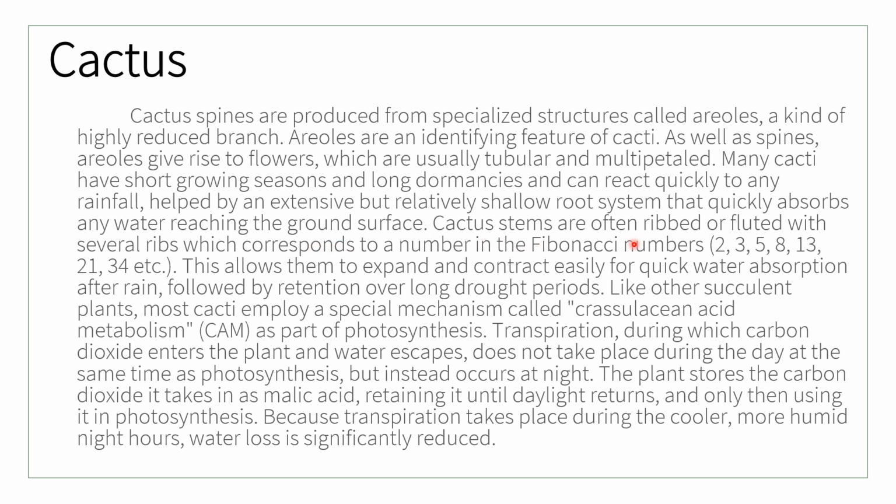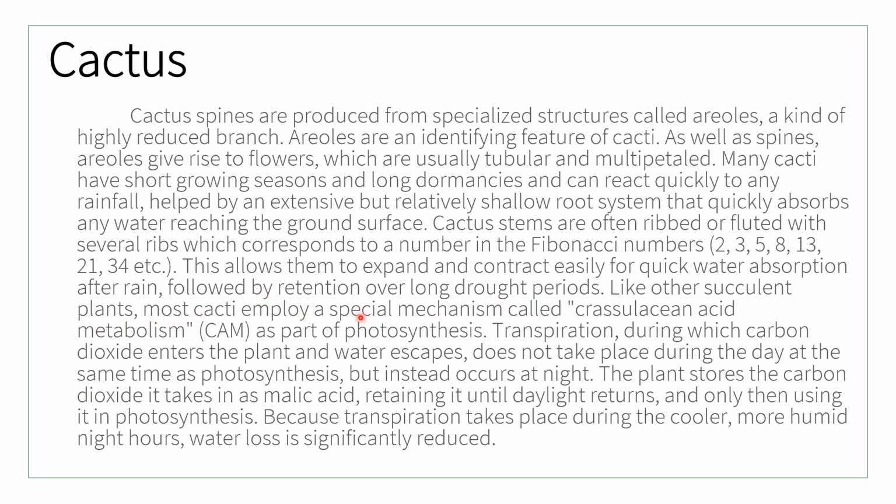Cactus stems are often ribbed or fluted with several ribs, which correspond to a number in the Fibonacci sequence: 2, 3, 5, 8, 13, 21, 34, etc. This allows them to expand and contract easily for quick water absorption after rain, followed by retention over long drought periods.